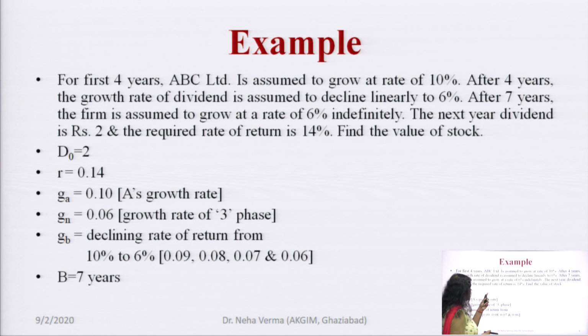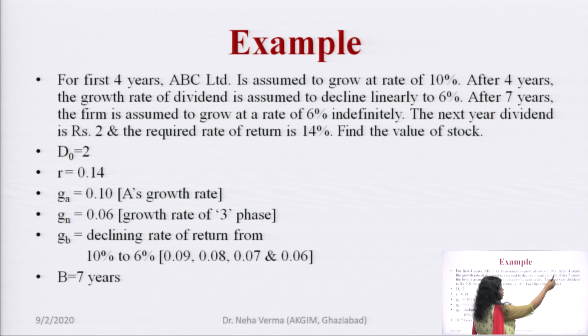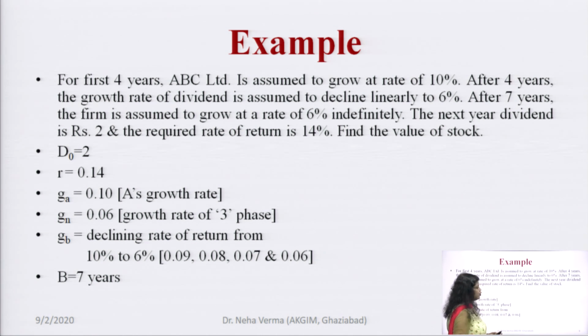The question says that ABC is assumed to grow at a rate of 10%. After 4 years, the growth rate of dividend is assumed to decline linearly to 6%. After 7 years, the firm is assumed to grow at a rate of 6% indefinitely. So for the first 4 years the growth rate is 10%. After 4 years there is a linear decline of the growth rate to 6%. Then after 7 years the growth rate becomes constant at 6% indefinitely. The next year dividend is rupees 2 and the required rate of return is 14%. Find the value of the stock.